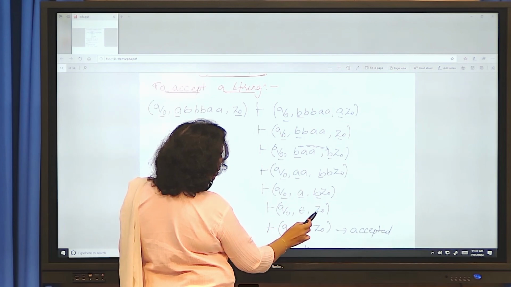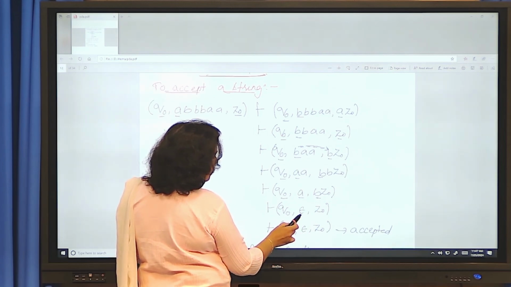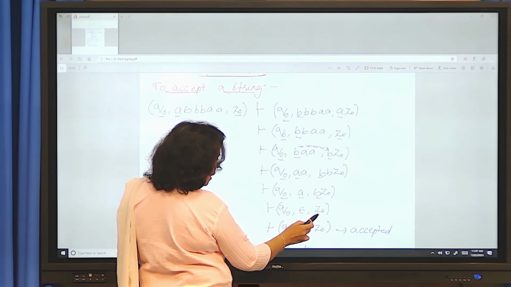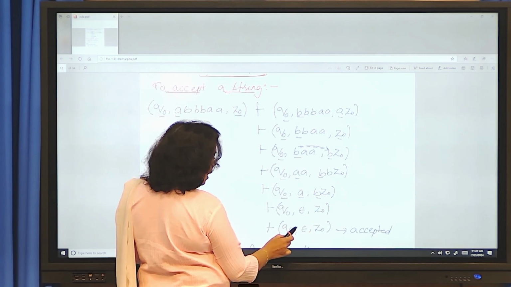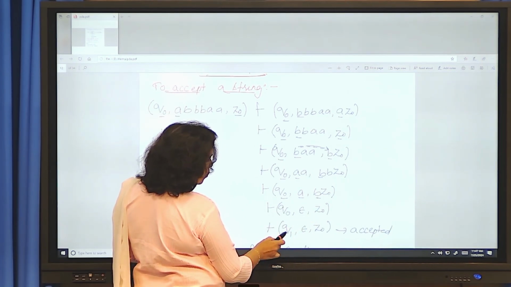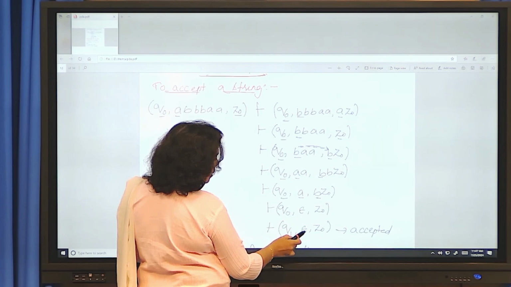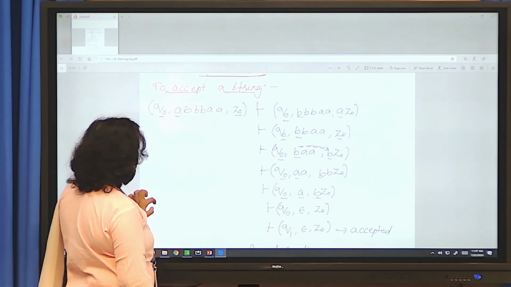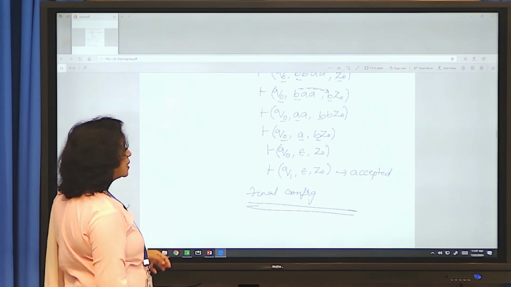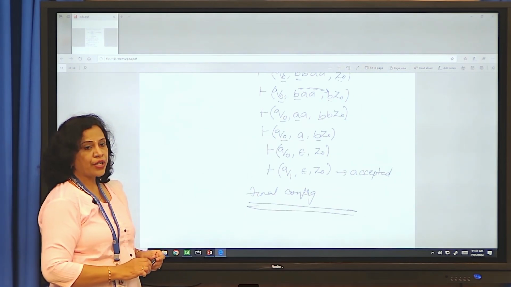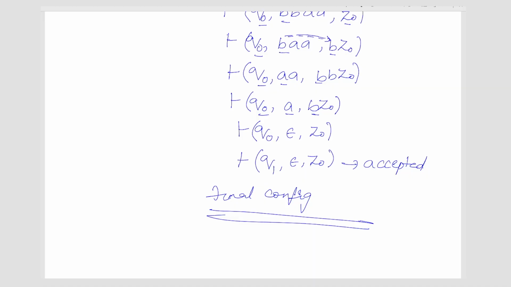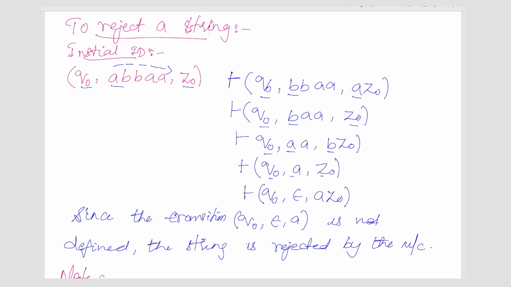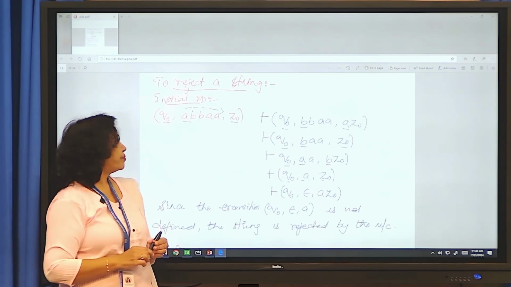Q naught, epsilon, Z naught. So, the input is empty, top of the stack is Z naught, the string is accepted. Change the state to Q1, remain in epsilon, remain in Z naught itself, and the string is accepted. So, this is the final configuration to accept equal number of A's followed by equal number of B's in the given string. So, now we will see how to reject a string.